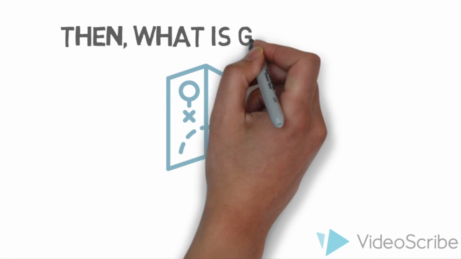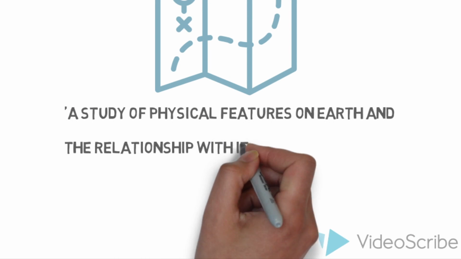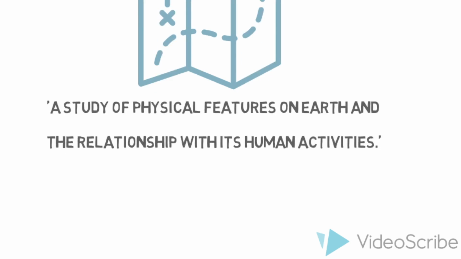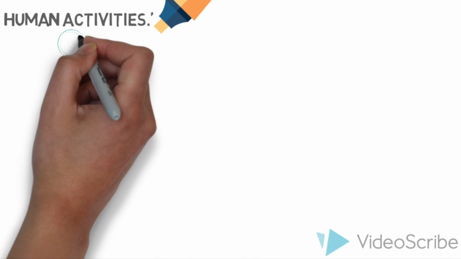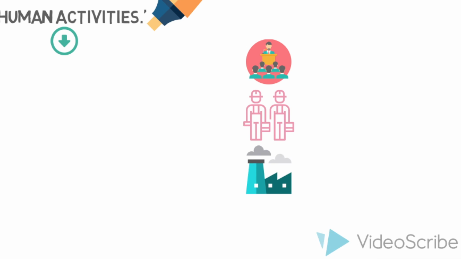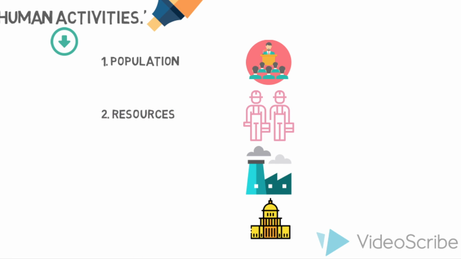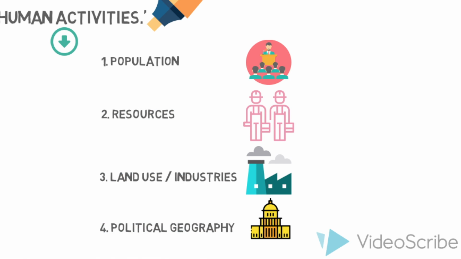So, first of all, what is geography? Geography is a study of physical features on Earth and the relationship with its human activities. These human actions can give various effects in different ways. Some examples would be distribution of populations, resources, land use, industries, political geography, and much more.